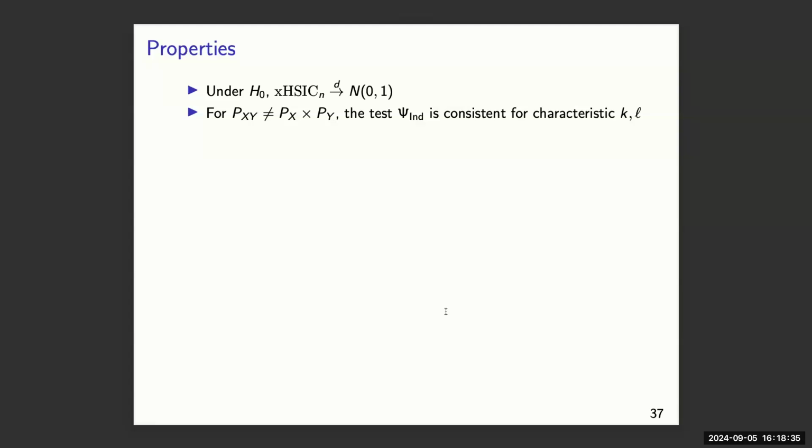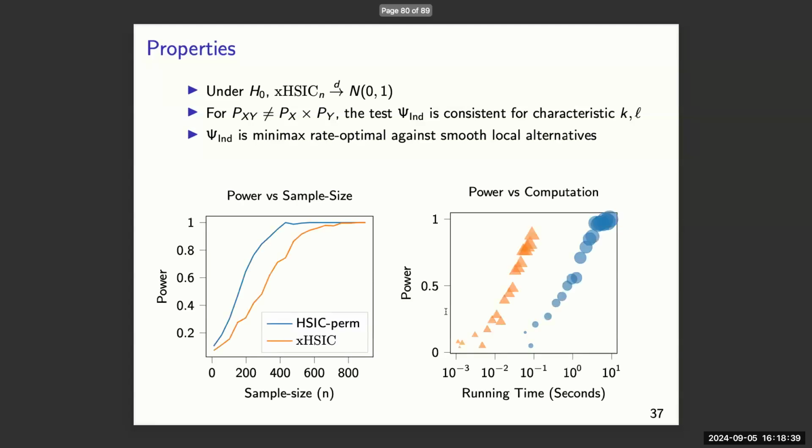Again, for any fixed alternative, we get consistency as long as K and L are characteristic, and we get rate optimal detection boundaries against appropriately defined smooth alternatives. And here's a comparison with HSIC permutation and the cross HSIC test, and we see the same pattern.